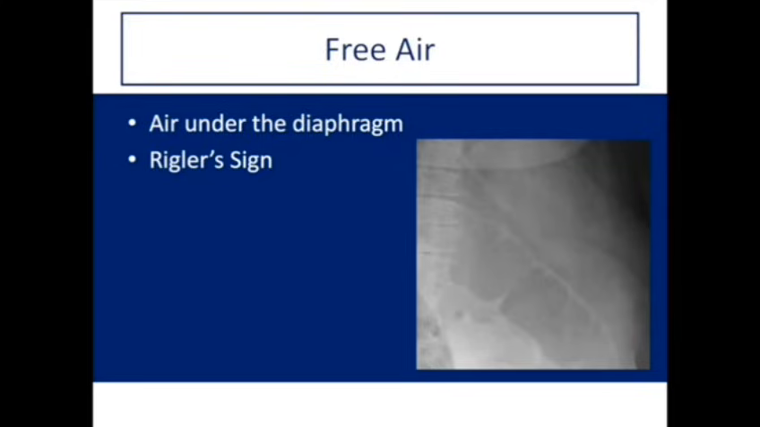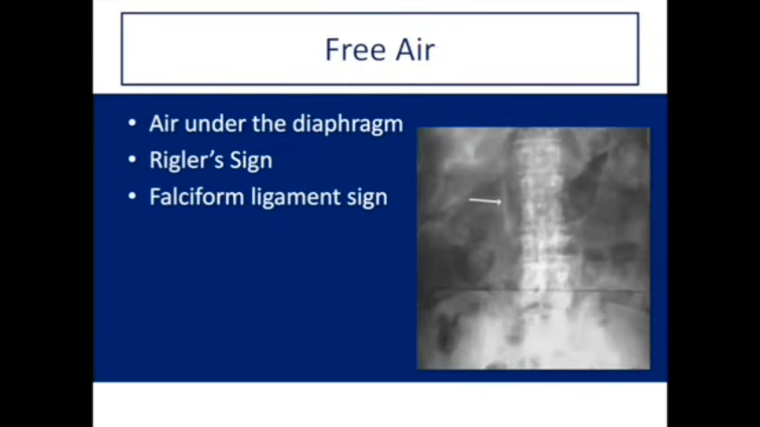Lastly, with air anteriorly in a supine patient, you can also get the falciform ligament sign. The falciform ligament is not usually seen on abdominal X-rays, but if there is air on either side of it, which there is here, you're going to see the falciform ligament pretty well.